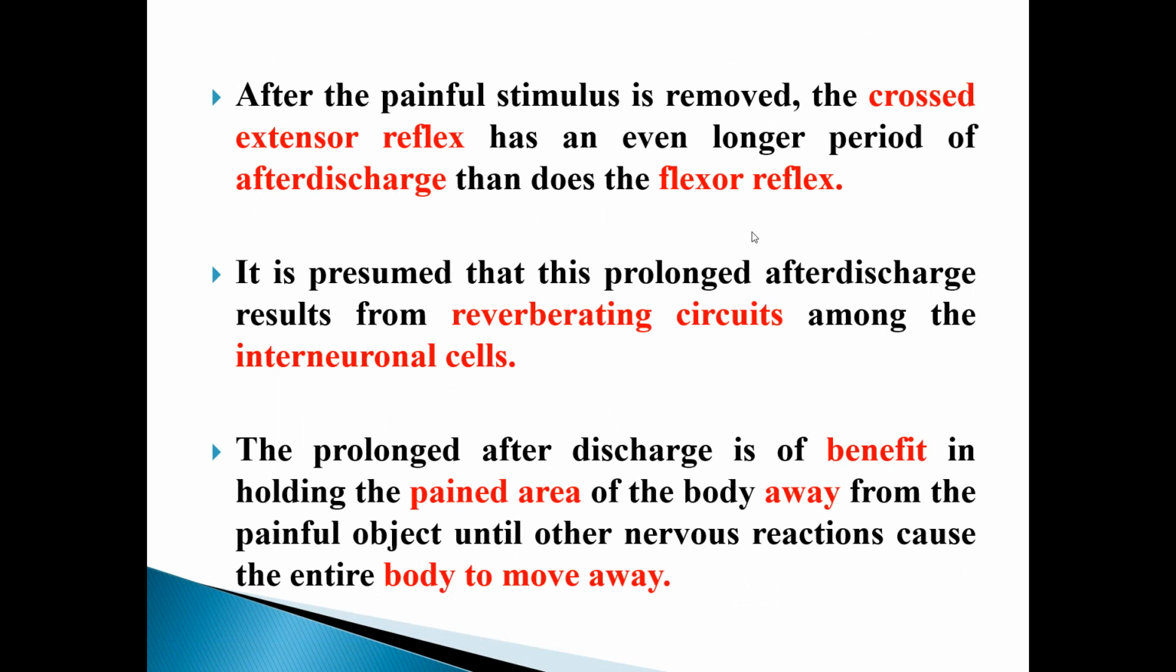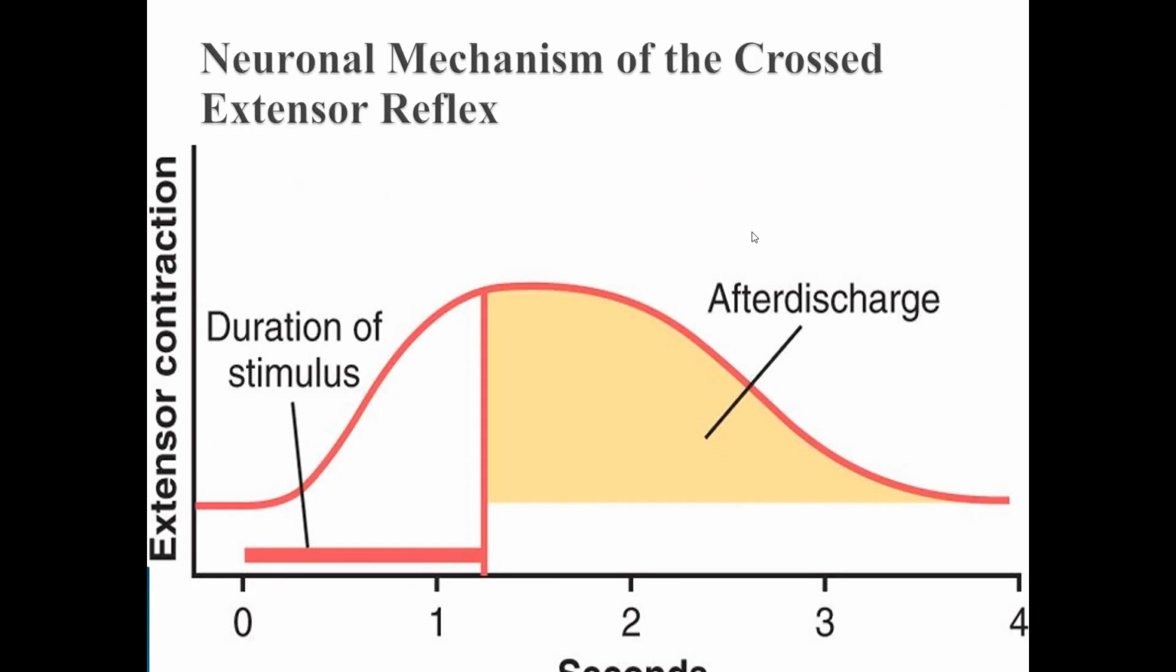Now, after the painful stimulus is removed, the crossed extensor reflex has an even longer period of after discharge than does the flexor reflex. It is presumed that this prolonged after discharge results from reverberating circuits among the interneuronal cells. The prolonged after discharge is of benefit in holding the pained area of the body away from the painful object until other nervous reactions cause the entire body to move away. You can see the longer duration of after discharge.